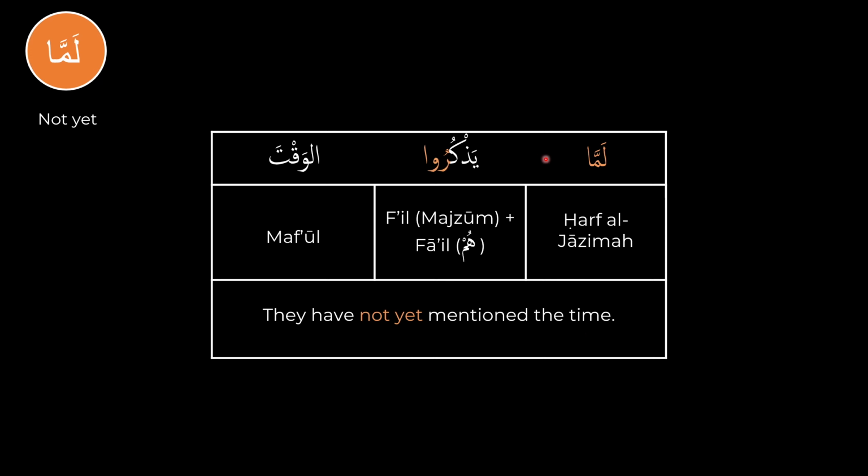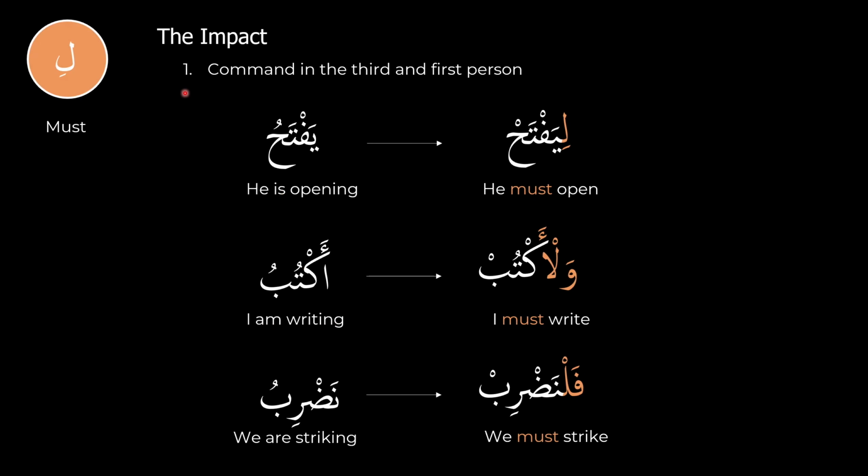Now let's take a look at the last harf, which is li, and the harf can appear as wal, fal, or li, right? And it's known as the lam of command. And what it does is it will allow the command to be extended to someone who's not present or to oneself. And it gives the meaning of must.